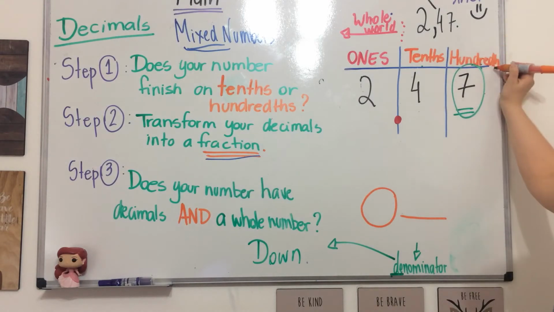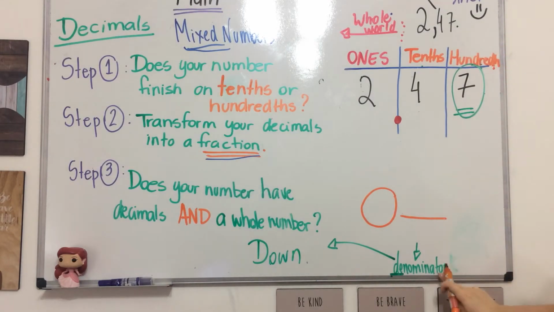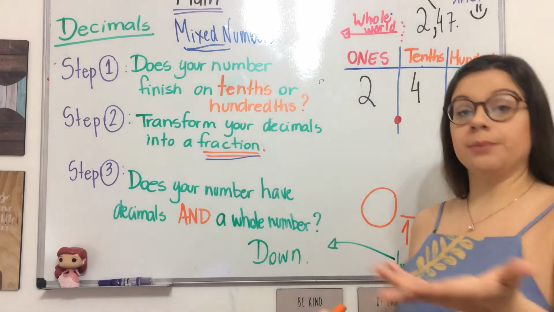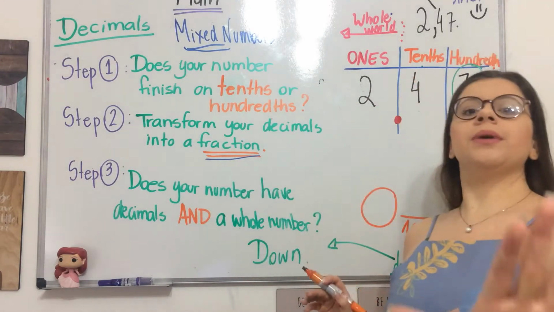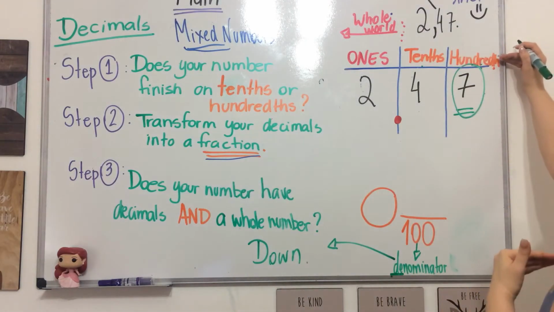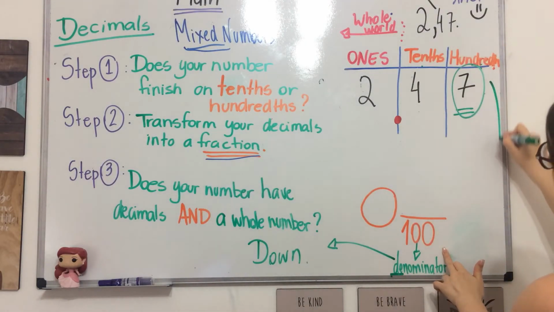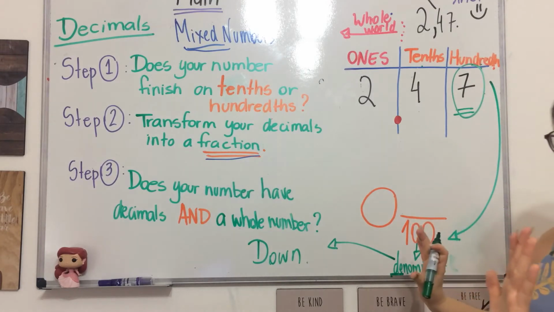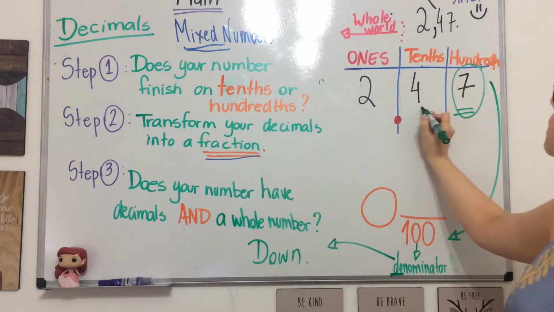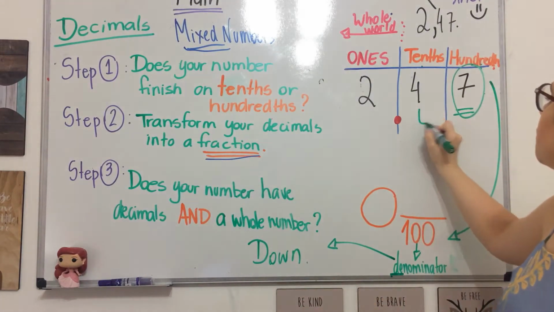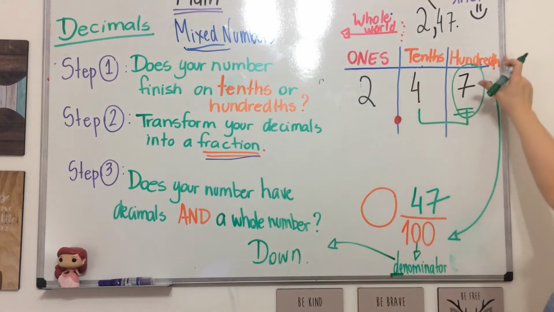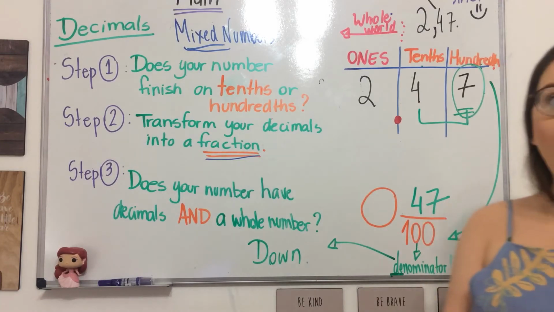It's a trick that might help you find which one is the denominator. So if my number finishes on the hundredths, my denominator is going to be 100. If my number finishes on the tenths, it's going to be 10. But let's have a look at the example here. So my number finishes on the hundredths, so my denominator is 100. Now I need to transform the decimals into a fraction. Very simple. What is my decimal? 47. Ta-da! 47 hundredths.